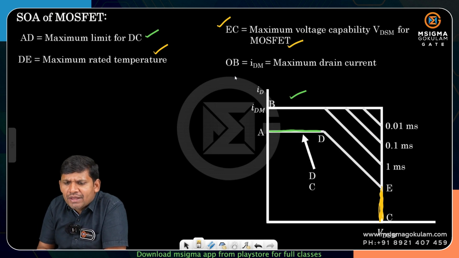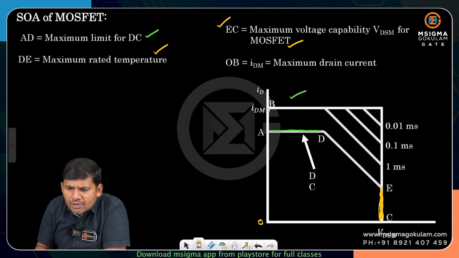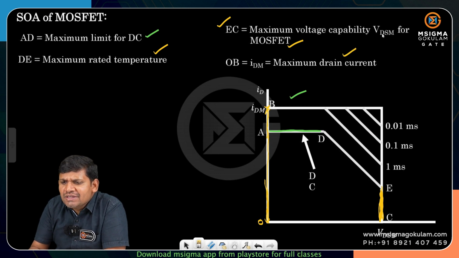Then what is OB? This is O and this is P. This OB indicates, friends, the maximum drain current. VDSM means drain to source maximum voltage. Okay, these are the limits it asks about, so you have to concentrate.